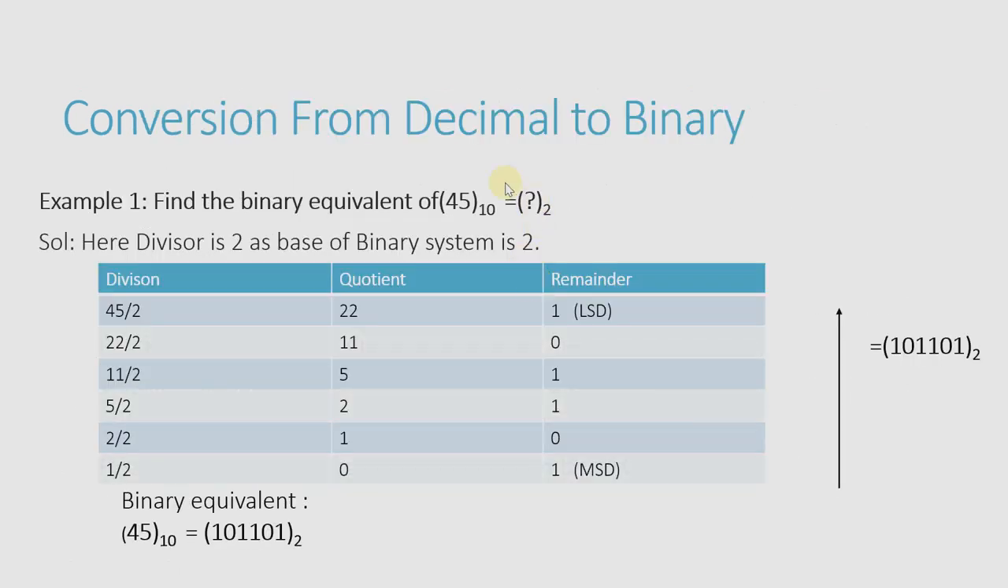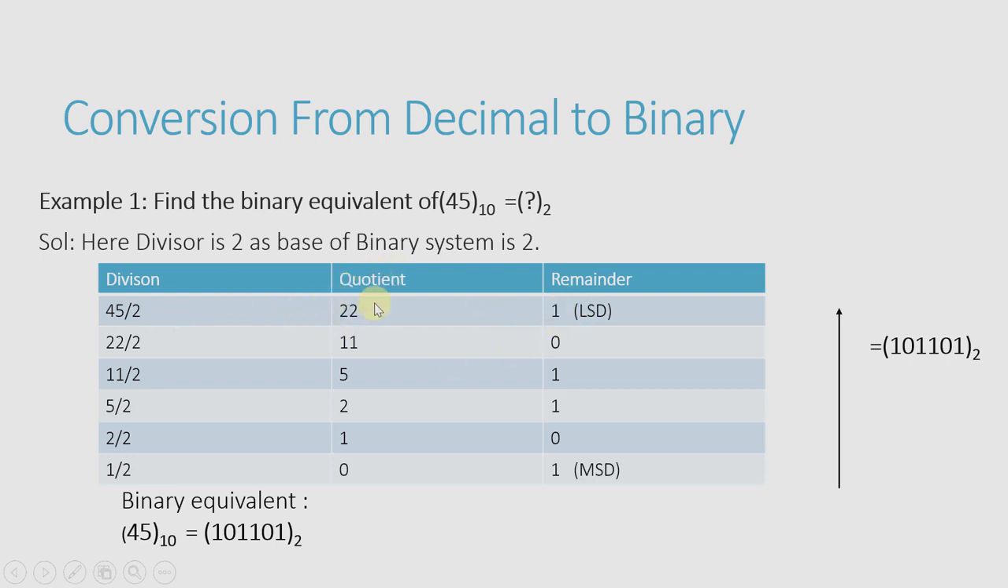Because we have to convert it into binary, the base is 2, so the divisor becomes 2, since the base of the binary system is 2. First we create a table. The first column is for division, the second for quotient, and the third for remainder. First we divide 45 by the divisor 2, and we get the quotient 22 and the remainder 1.